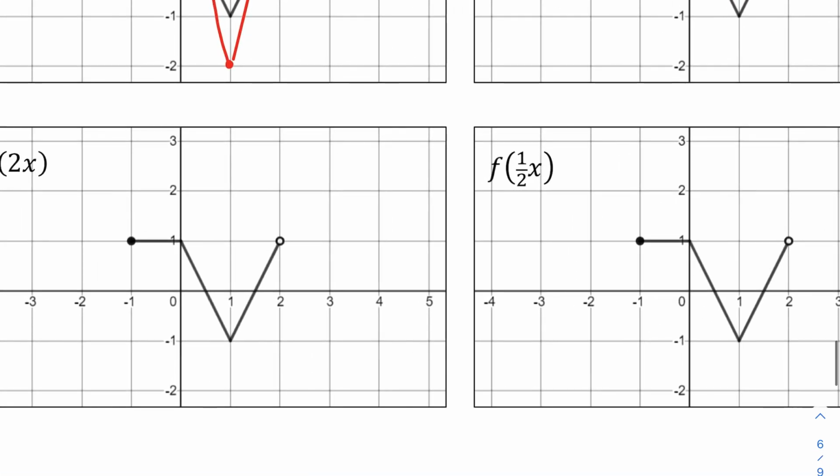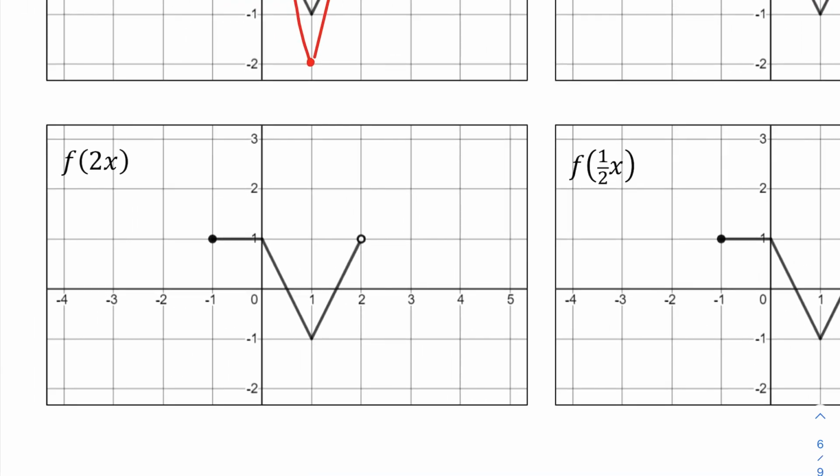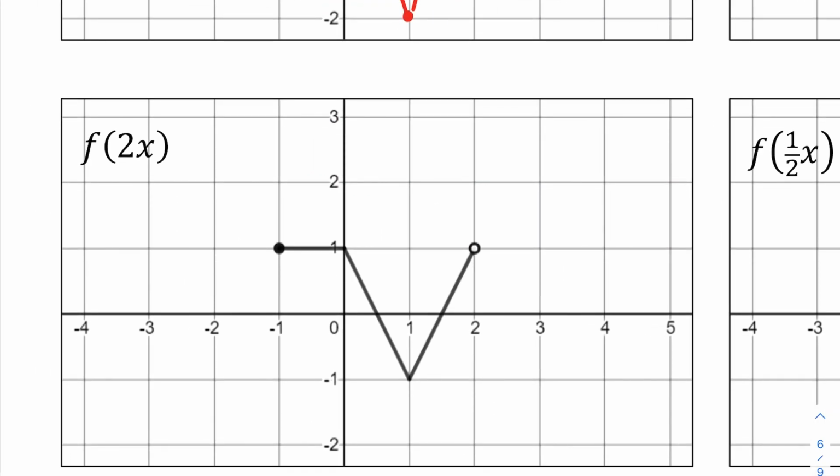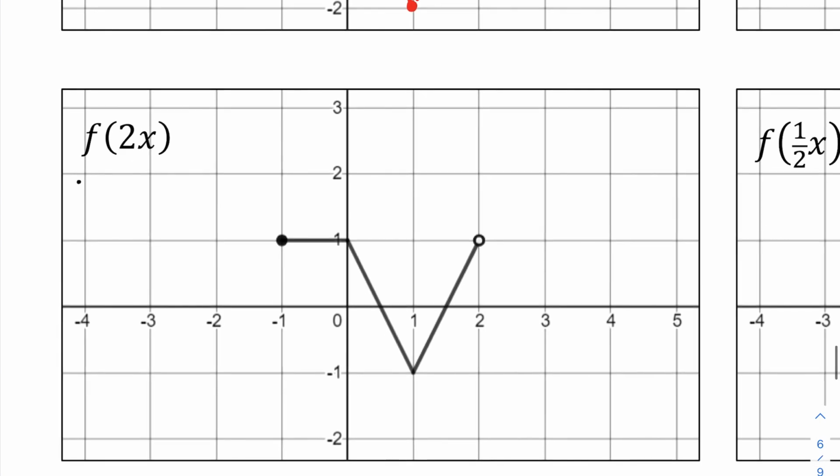F of 2x. Right? Because the 2x is in the parentheses, we are talking about a horizontal, either compression or stretching by a reciprocal of that number there. So instead of 2, it's by a half. So that means we're going to actually do a compression. So this is a horizontal compression by 1/2.